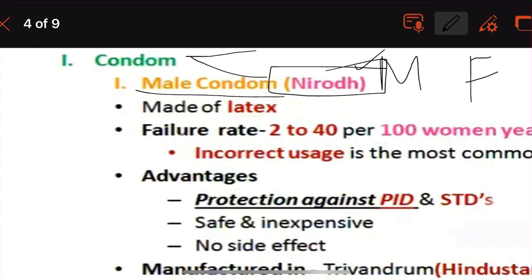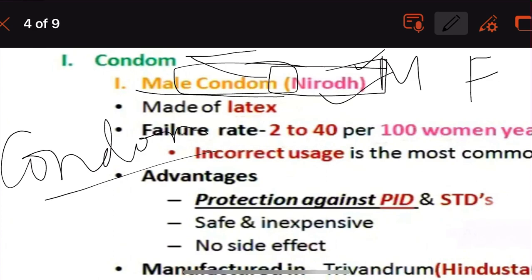The condom is widely known and is the most widely used barrier device by males. In India, the trade name is Nirodh. How did the word condom originate? Nirodh is a Sanskrit word which means prevention.